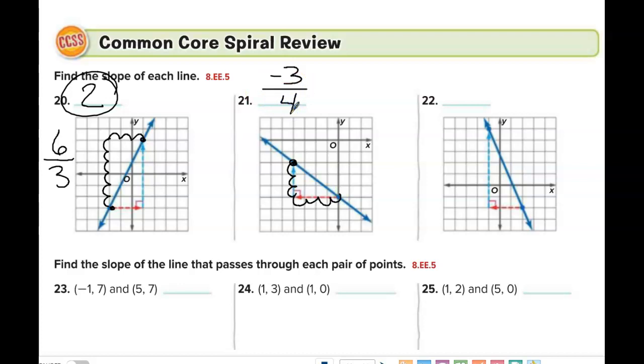Okay, on number 22, how many do I rise? 7. And is it positive or negative? It's going down, so it should be a negative 7. And then how many do you go over? 3.